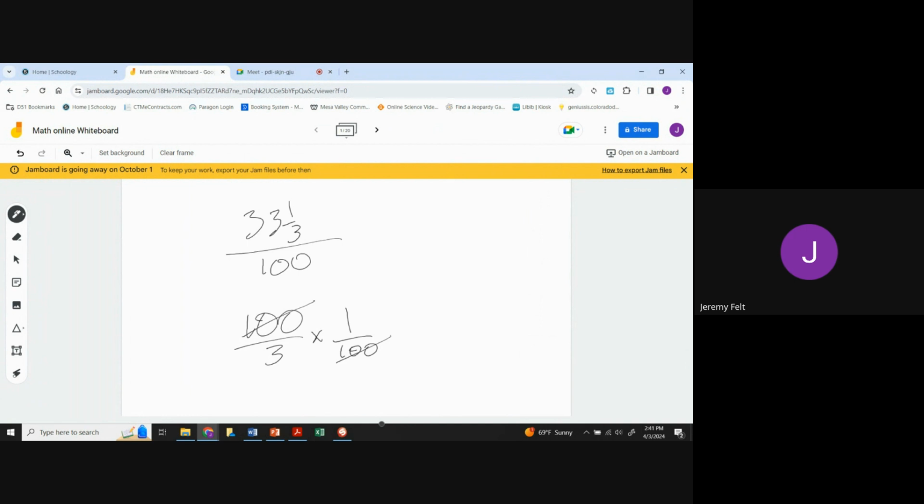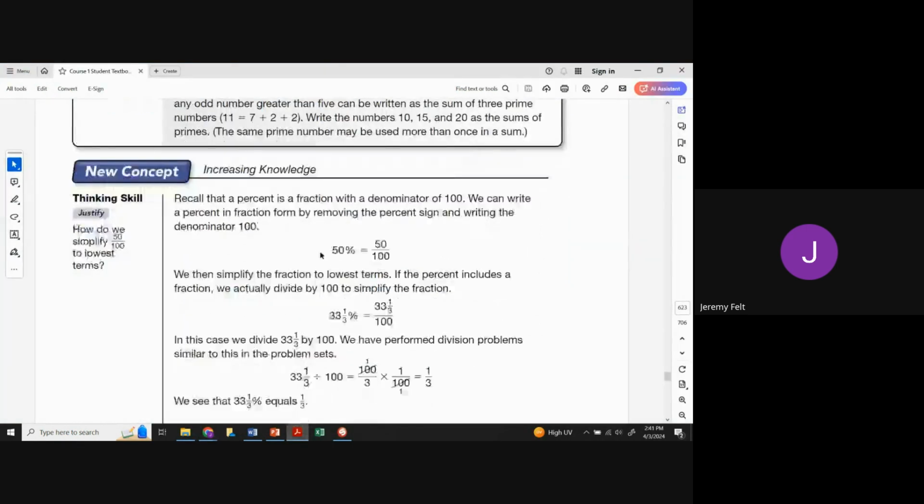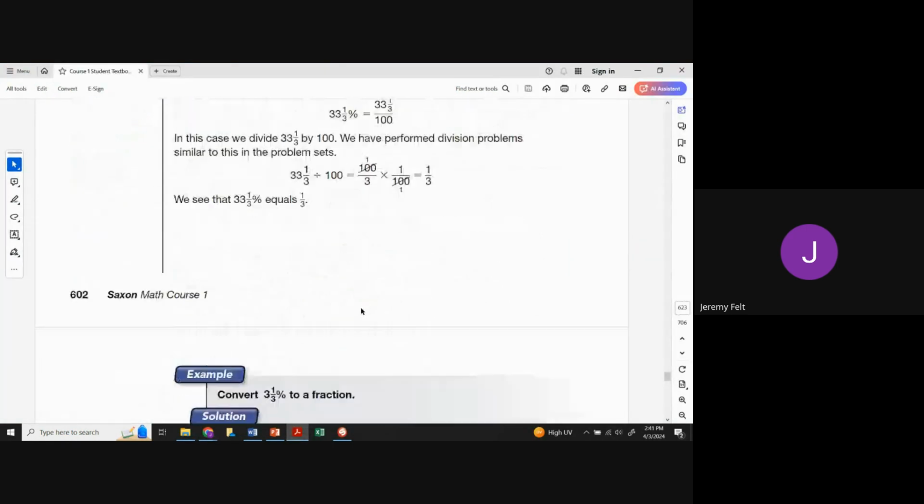We could do the multiplication and then simplify, or we can reduce before we even have to multiply. So let's factor out to just be 1. So we're left with 1 times 1 over 3 times 1, so 1/3. So 33 and a third percent means per 100, and we're dividing by fractions, so we have to make it an improper fraction. Dividing by 100, that's the same as multiplying by the reciprocal, which is 1 over 100, and then all of that gives us 1/3. That's what we come up with.